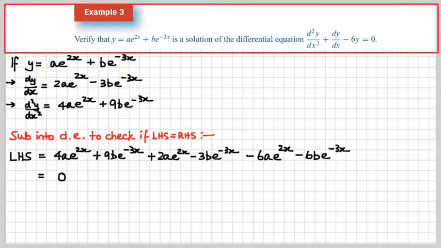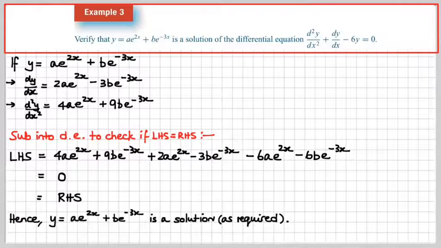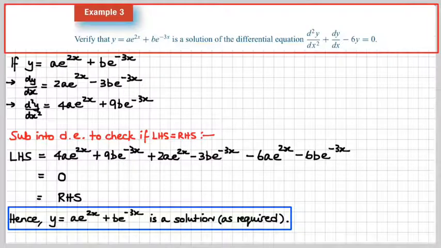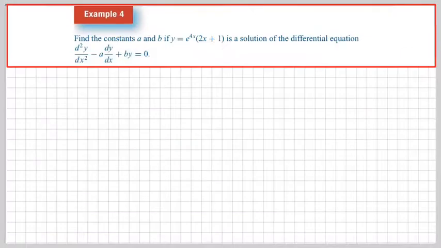So therefore that equals the right-hand side, and therefore we have shown that that is a solution of the DE. All right, you're okay? Good. Thank you, Mr. Box.